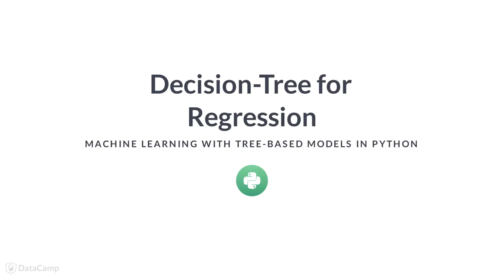Welcome back. In this video, you'll learn how to train a decision tree for a regression problem. Recall that in regression, the target variable is continuous. In other words, the output of your model is a real value.